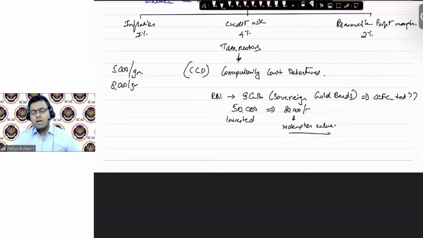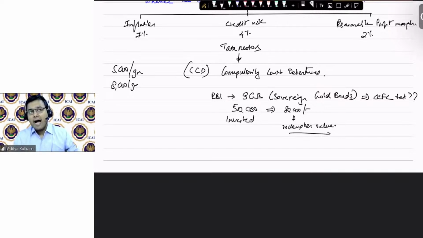And therefore, do RBI sovereign gold bonds meet the CCFC test? The answer is unfortunately no, they don't meet the CCFC test. Because when you lend money to the RBI in the form of sovereign gold bonds, what you are getting back is linked to gold prices. And that is not a basic lending arrangement.